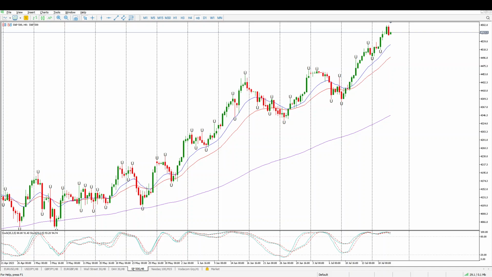Good morning, everybody, and this is your S&P 500 day trade setups for today. So we did get a move up and then a pullback.